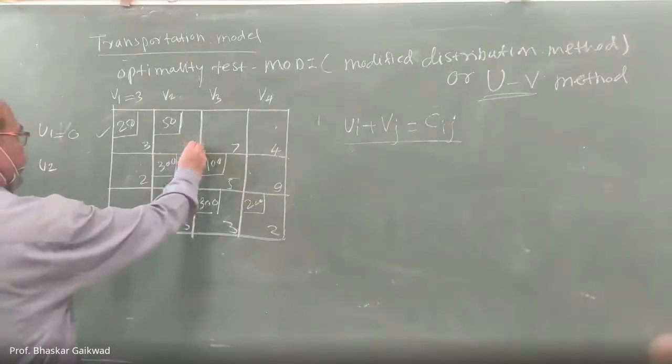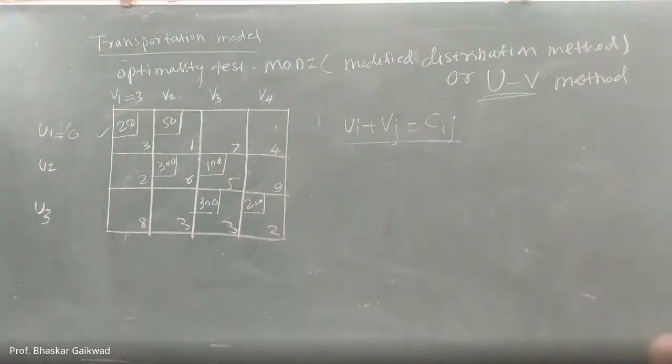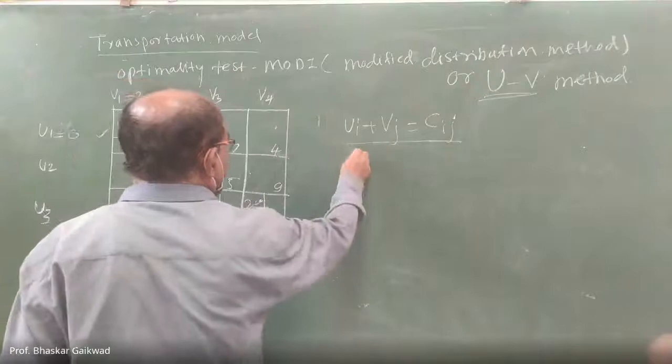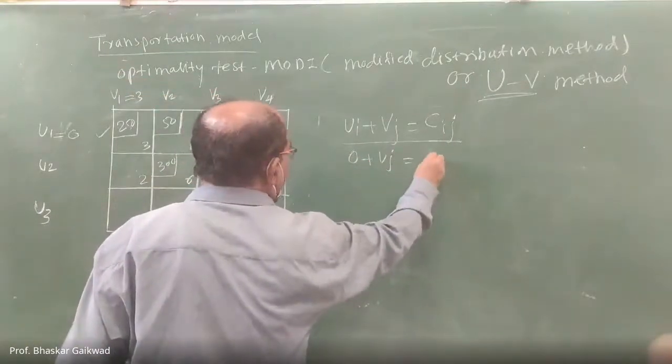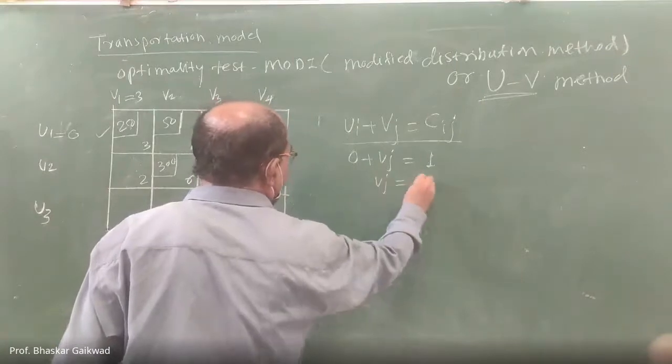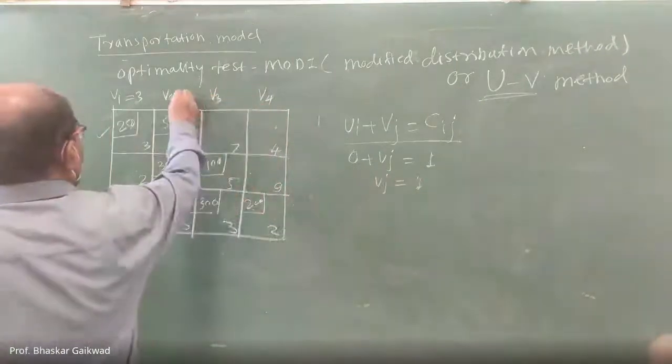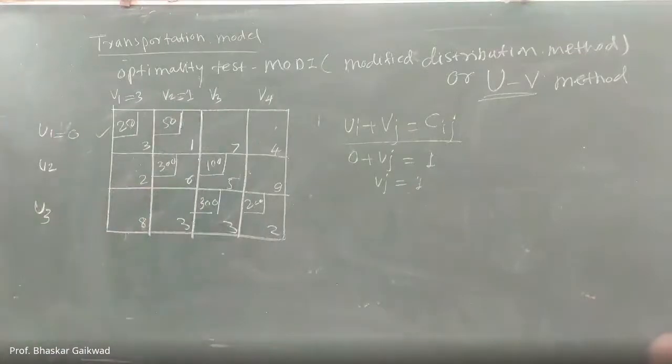So this one is an allocation cell. So what is here? U1 as 0, V1 as 1, so Vj is equal to 1. So here you can write 1. Here you can write 1.